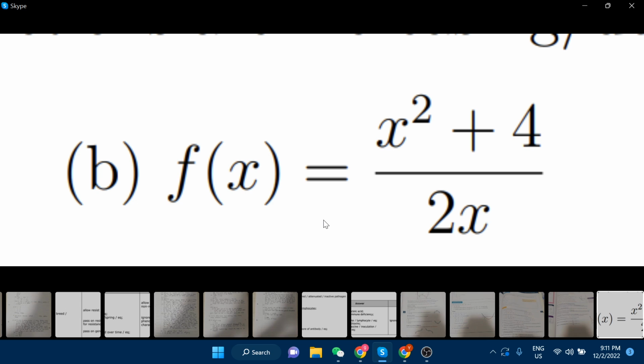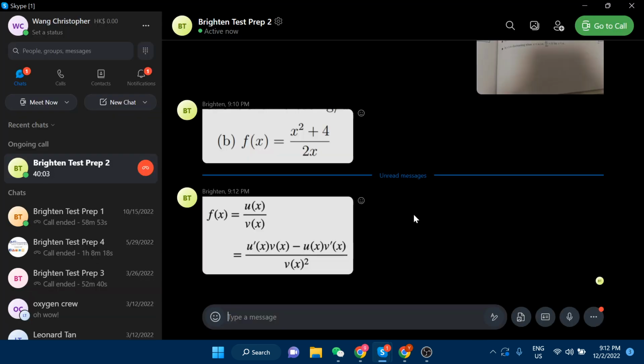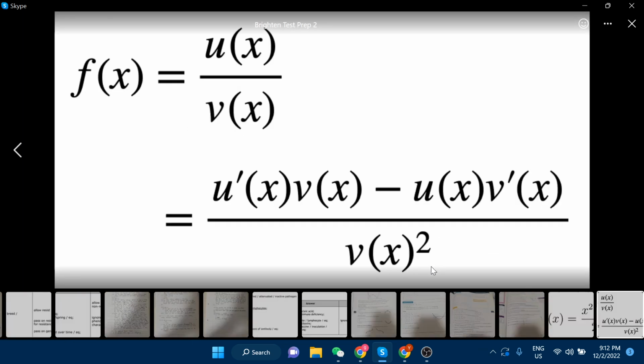Hey, sorry, I'm just going to send you something just so it makes it easier for you to differentiate fractional derivatives. So if you remember this general equation, it will really help you to just do it very quickly.